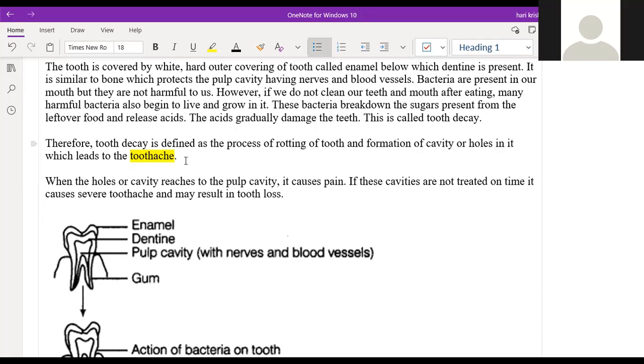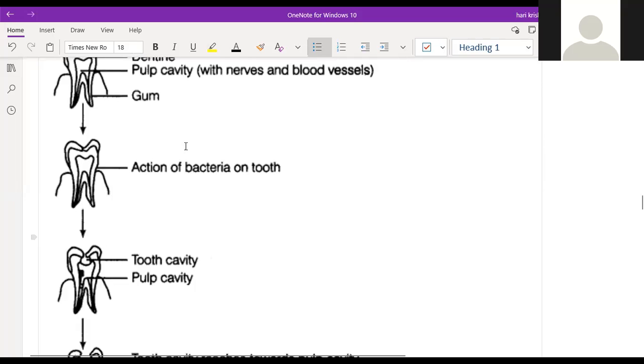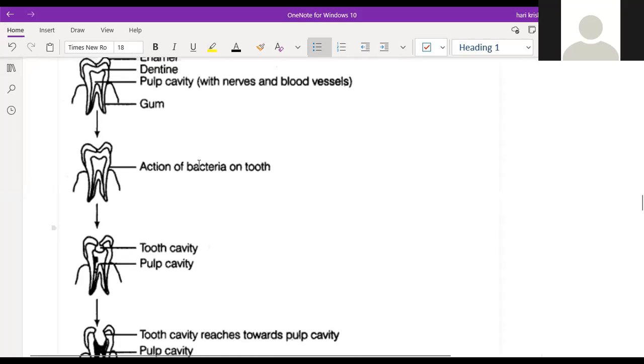First, it will start the depletion of the enamel. Then, after the enamel layer is removed, it will affect the dentine. Inside the dentine, you have the pulp cavity where the blood vessels are. So it will be damaged, and finally it will damage the gums. So there is a slow action in the damaging of the teeth, which is called tooth decay.